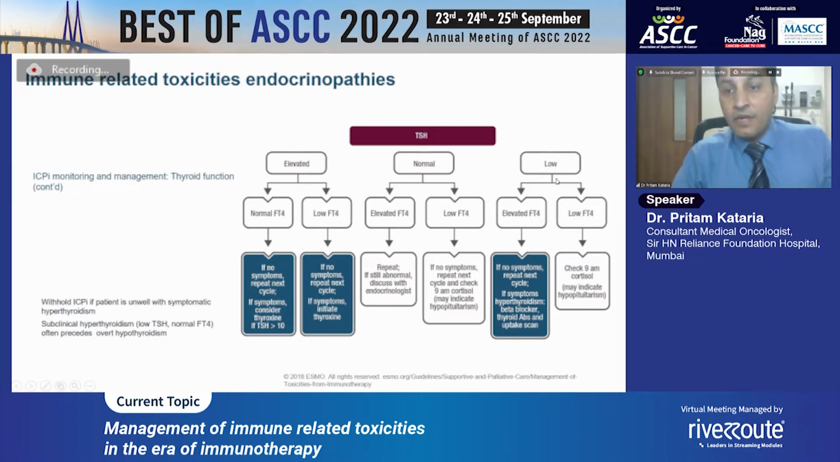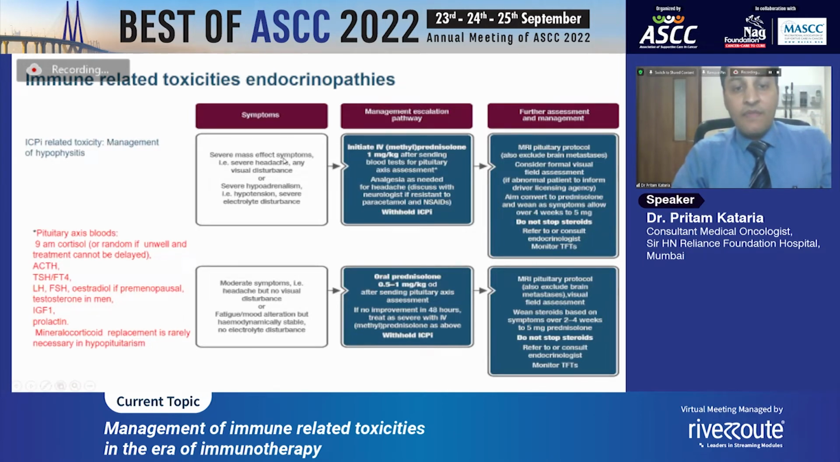If the TSH is low and the T4 is low, we need to look at the 9 AM cortisol level and consider treatment for hypopituitarism. If the TSH is low and the T4 is elevated, then we need to treat the patient on the lines of hyperthyroidism. If the TSH is normal and the T4 is low, we should be doing the 9 AM cortisol and keeping a low threshold for hypopituitarism.